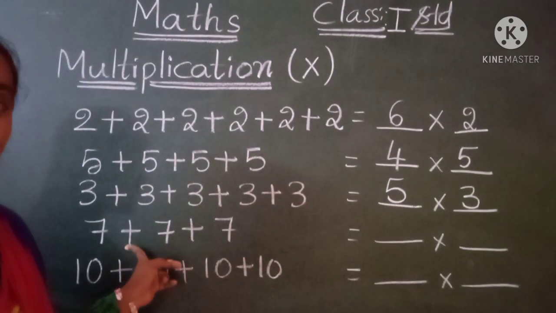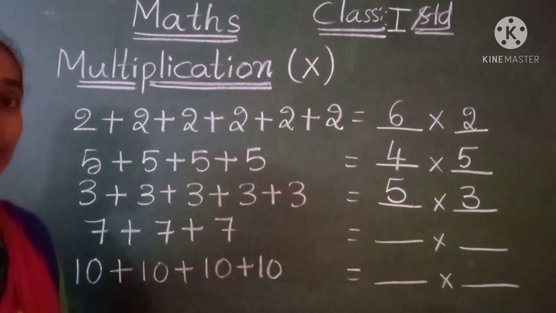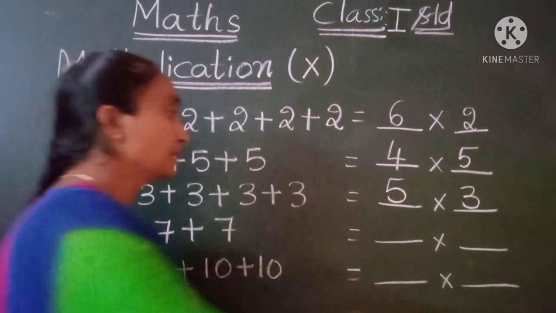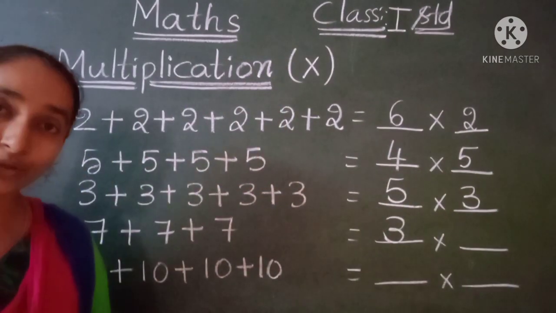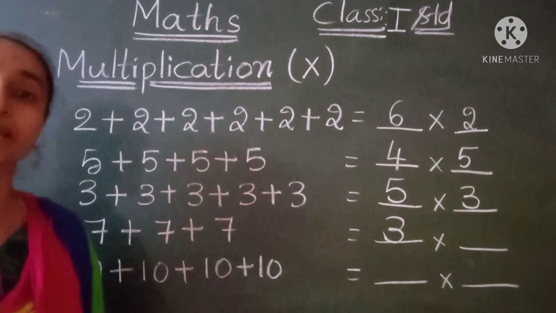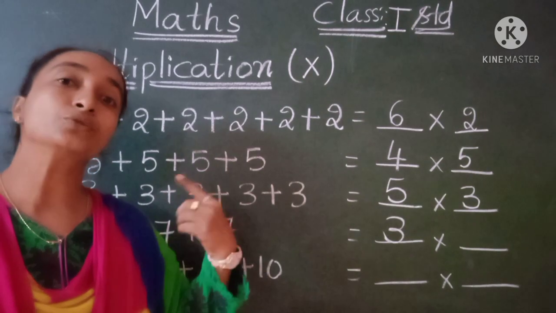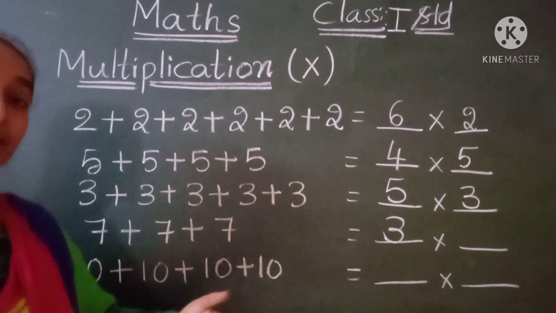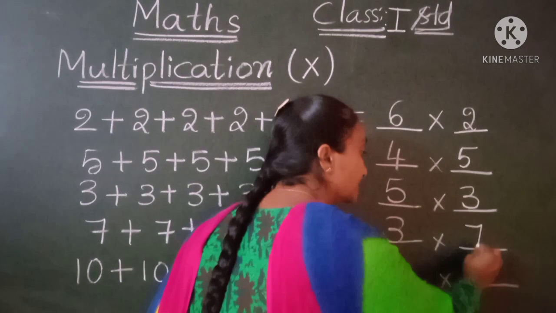And now the last one, another one, 7 plus 7 plus 7. How many groups are there? 1, 2, 3. Only 3 groups. So here we will write 3, the first number, as 3 groups are there. And in each group, how many are there? In each group they have given 7, 7, 7. So 3 into 7, 3 times 7. Each group has 7. So 3 into 7.